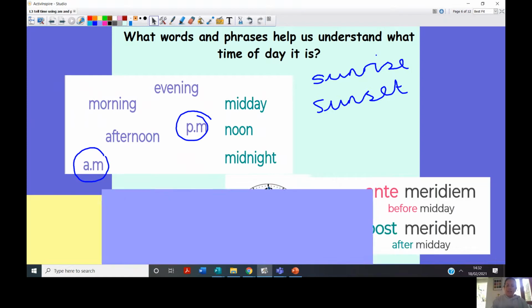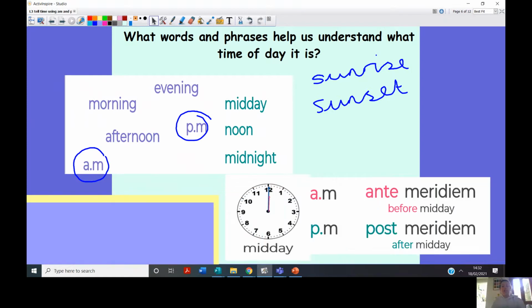They actually come from a language called Latin, which is what the Romans used to speak. AM stands for ante meridiem, which translated into English means before midday. So any time before midday, we say AM. PM means post meridiem, which means after midday. So any time after midday is PM, the afternoon. Now you know what those two mean.